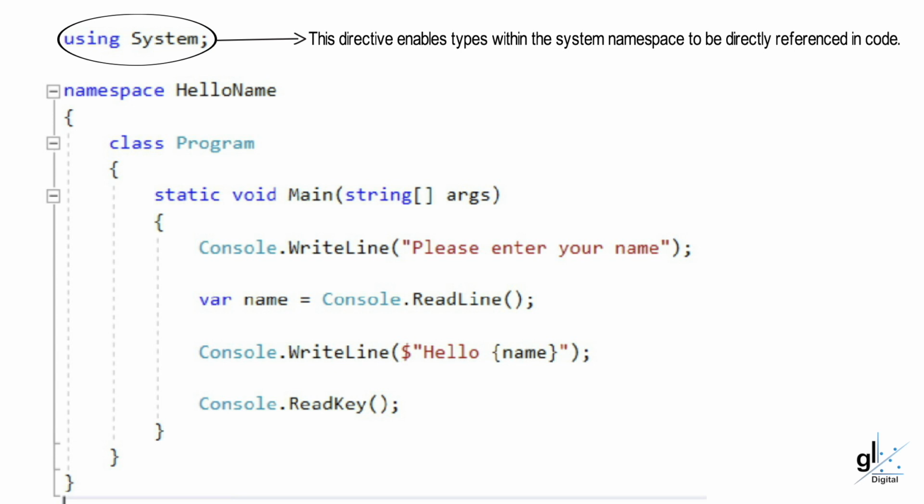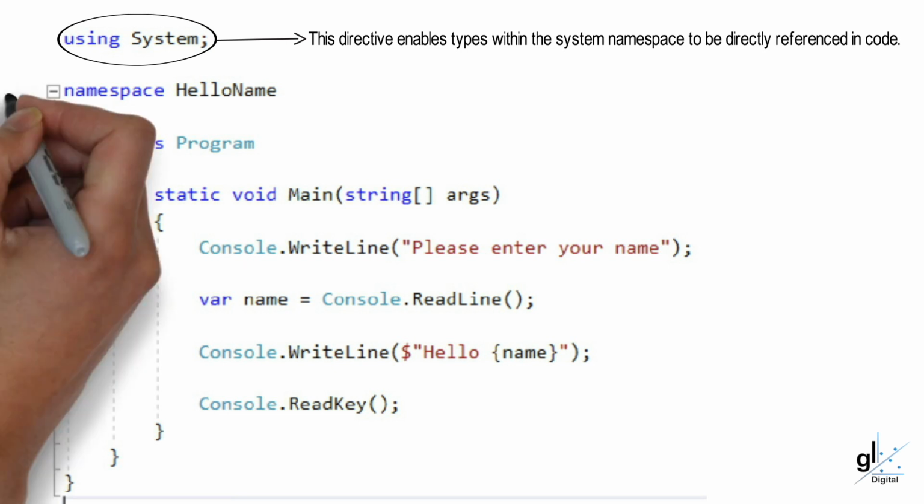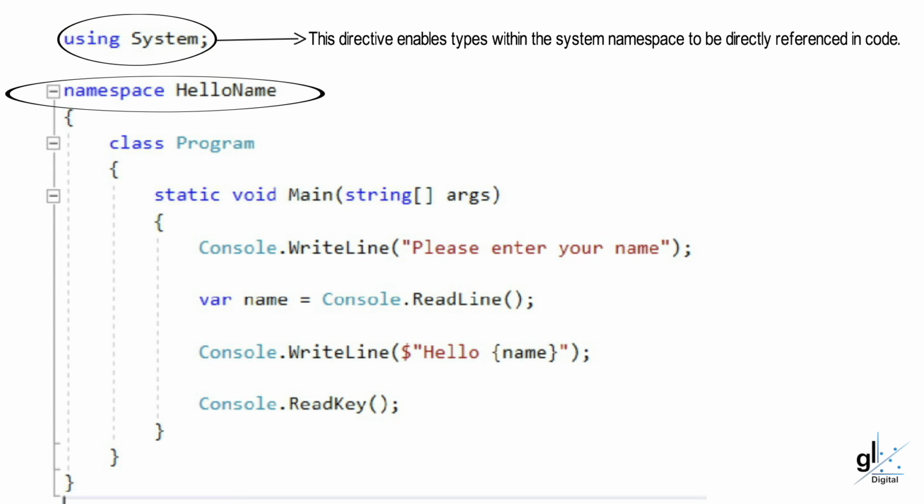By default, a namespace has been provided for us in our console application code. This namespace is by default the same as our project name, hello name. As demonstrated earlier, we are able to change this namespace name.